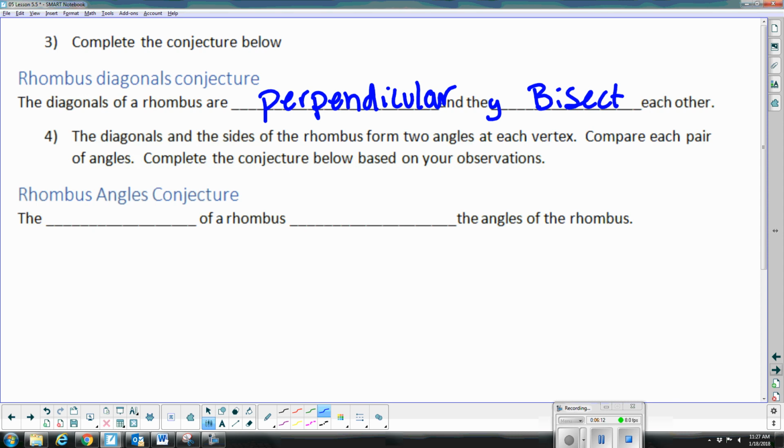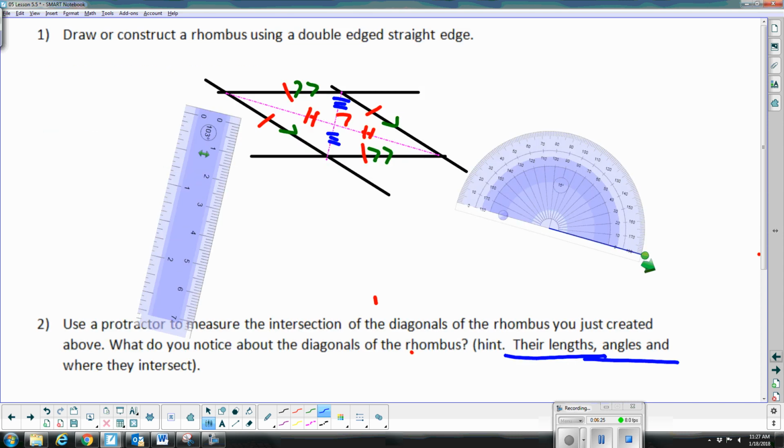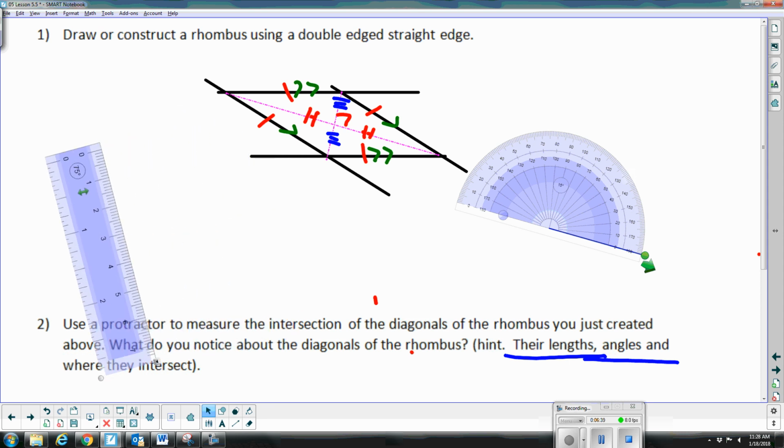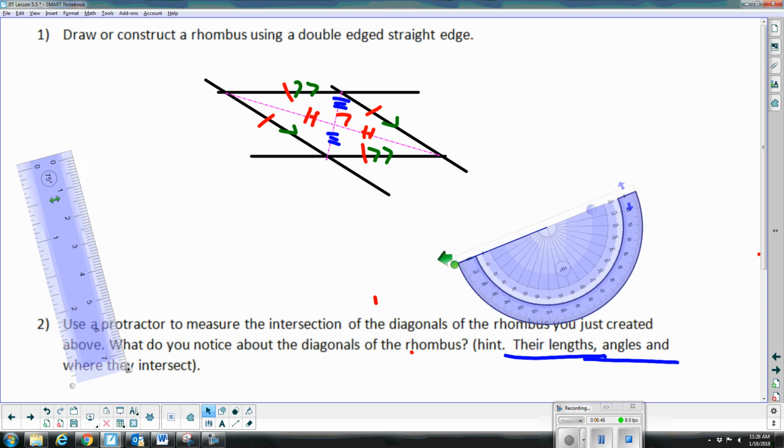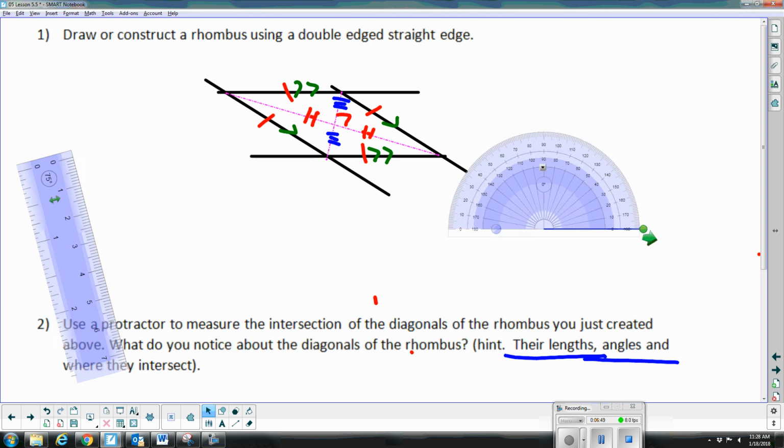So then the last step is the diagonals and the sides of the rhombus form 2 angles at each vertex. Let's look at each pair of angles, and then we'll complete the conjecture based on our observations. Going back here, if I remember the properties of my isosceles triangle, I've got a couple isosceles triangles here. But just for fun, you can actually measure those angles too.